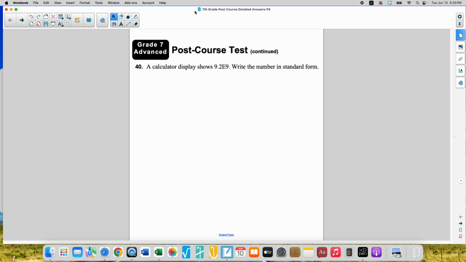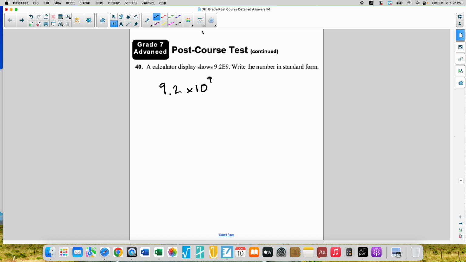A calculator display shows 9.2E9. Write the number in standard form. So this is in scientific form. So scientific notation, 9.2 times 10 to the 9th. That E, I don't know, you can kind of say that it means an exponent, but that doesn't necessarily lead you to believe that it's 10 to the 9th, but scientific notation, that's how we do it.